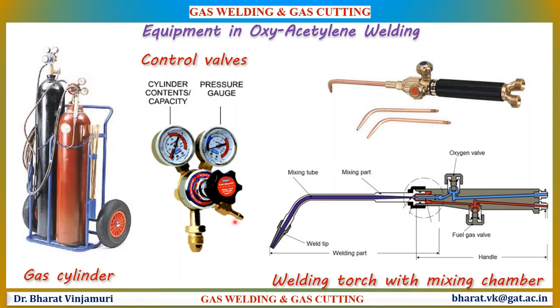A welding torch contains a mixing chamber. A mixing chamber is a housing in which the acetylene and oxygen mix together. The control valves are used to regulate the flow of gases from the cylinder to the mixing chamber. At the other end of the torch, a nozzle is provided where the fuel and the oxygen mixture burn together.